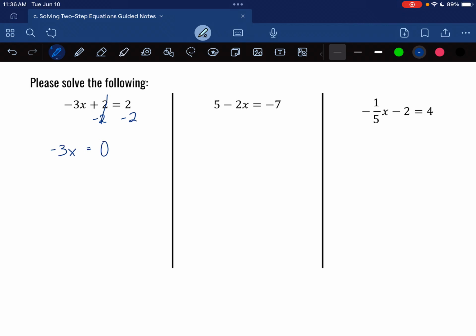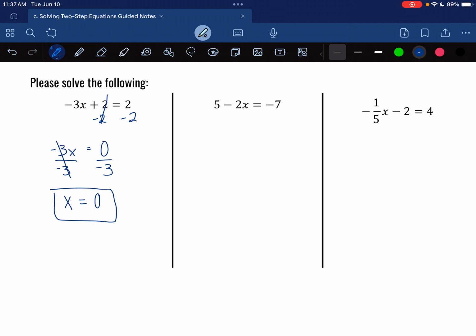So now I'll divide by -3 on both sides, and I'll get x is equal to 0. And if we check our work, if we plug that back in, we'll have -3 times 0, which will get us 0. And then we have 0 plus 2, which is that 2. So we know that it works out.